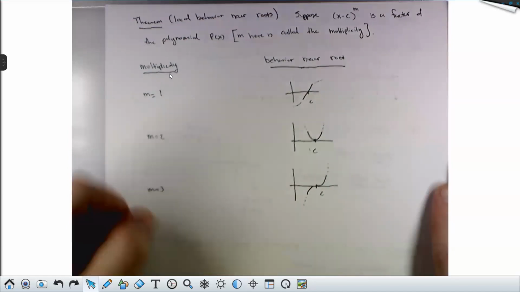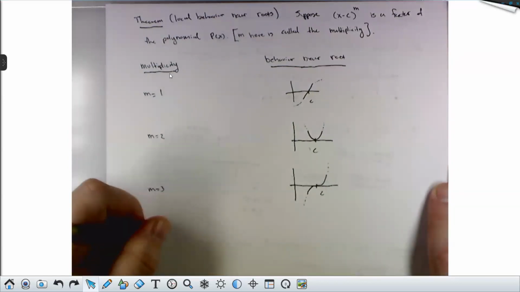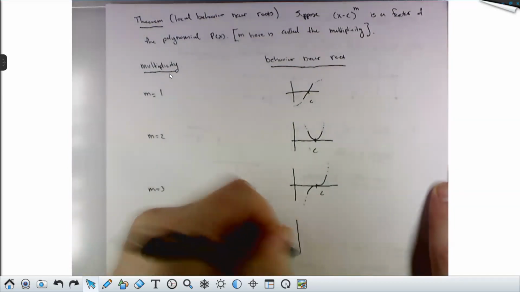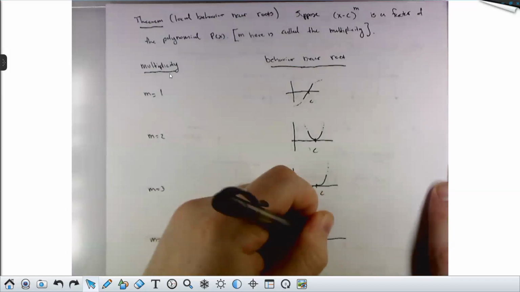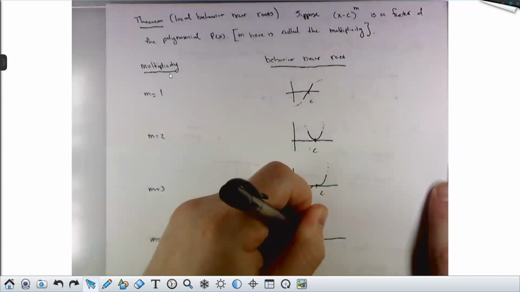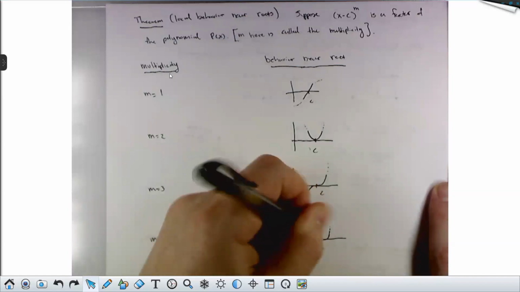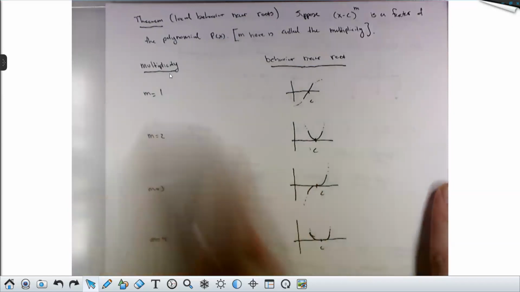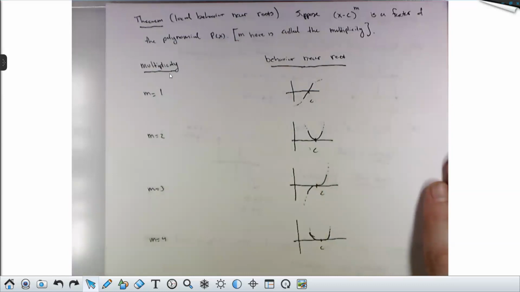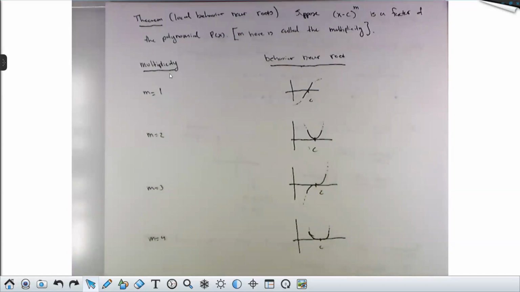If m is equal to 4, I don't think we'll ever deal with any multiplicity 4 roots, but then the local behavior near that guy is going to look like x to the 4 looks near 0. So this is the idea: the multiplicity of the factor, the power of the factor, the multiplicity of the root, makes the graph of the polynomial look like the simplest version of a function with that multiplicity.